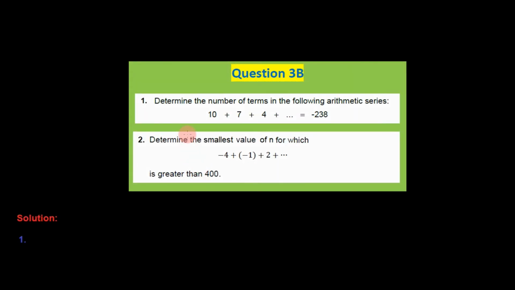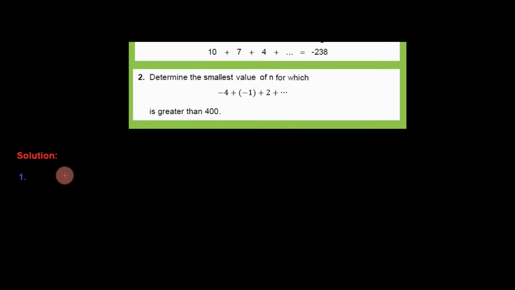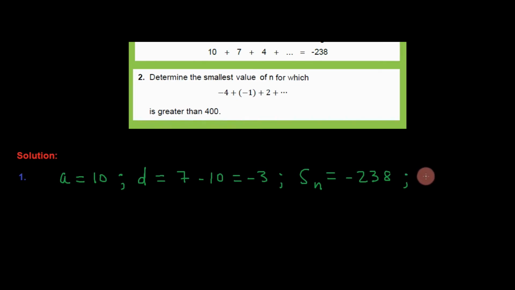Let's look at your answers to this question. In the first part it says, determine the number of terms in the following arithmetic series, and we are given the series. Let's start with what we have and what we need to find. We have the first term a, it's 10. The common difference d we can get by taking term 2 less term 1. We're also given the sum to n terms, which is negative 238, and we have to find n, the number of terms. We're going to use a sum formula.